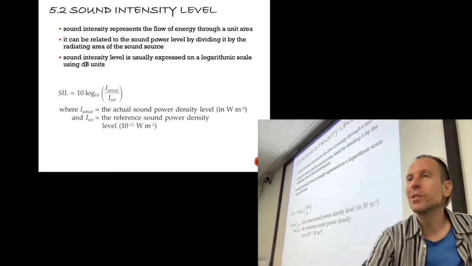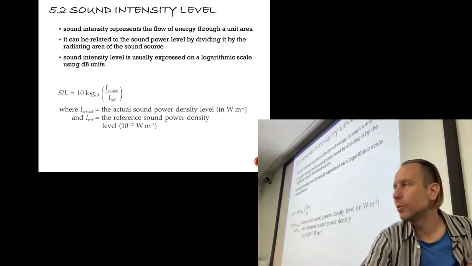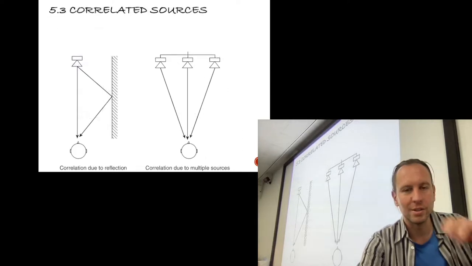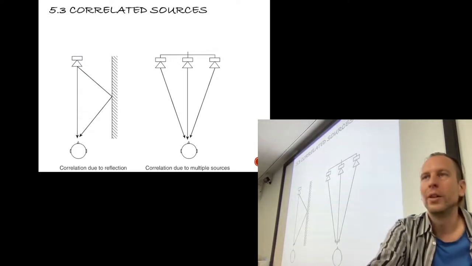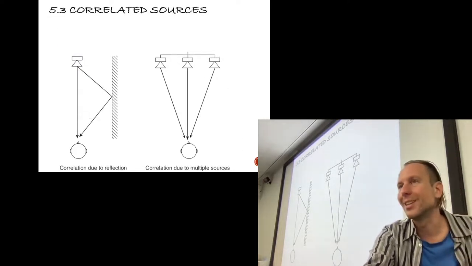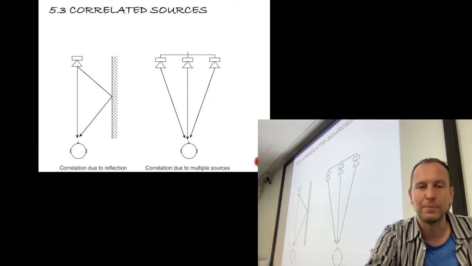Okay, so just, you know, sound pressure level is the basic thing that we use. Sound intensity level is slightly more complex. Sound power level is more complex. You're not gonna need this necessarily, but it's good to know that if someone starts to talk about intensity, it's not the exact same thing as sound pressure.